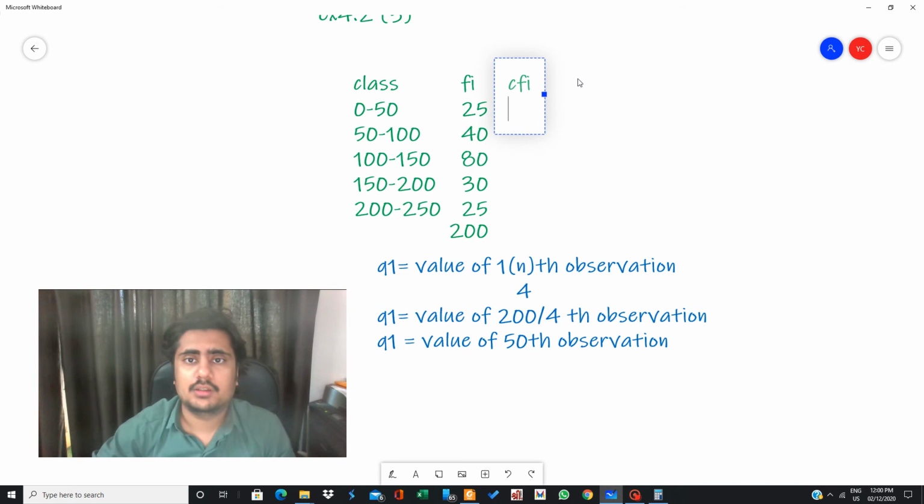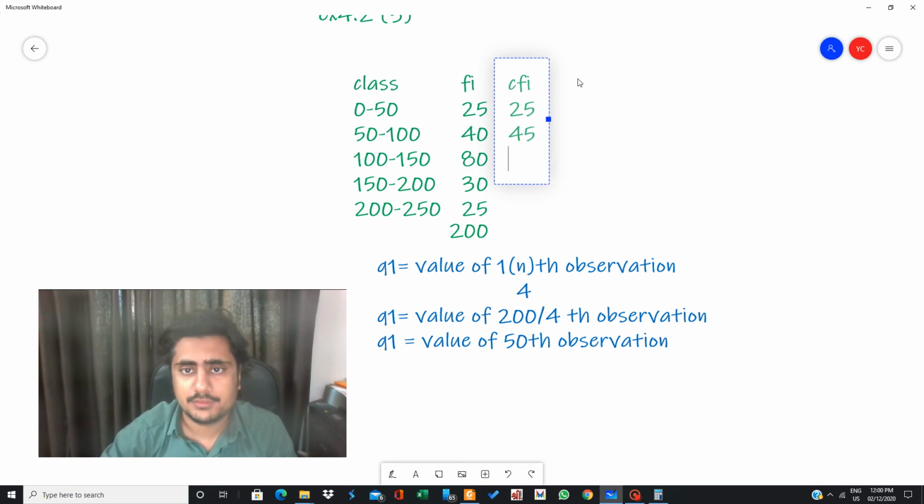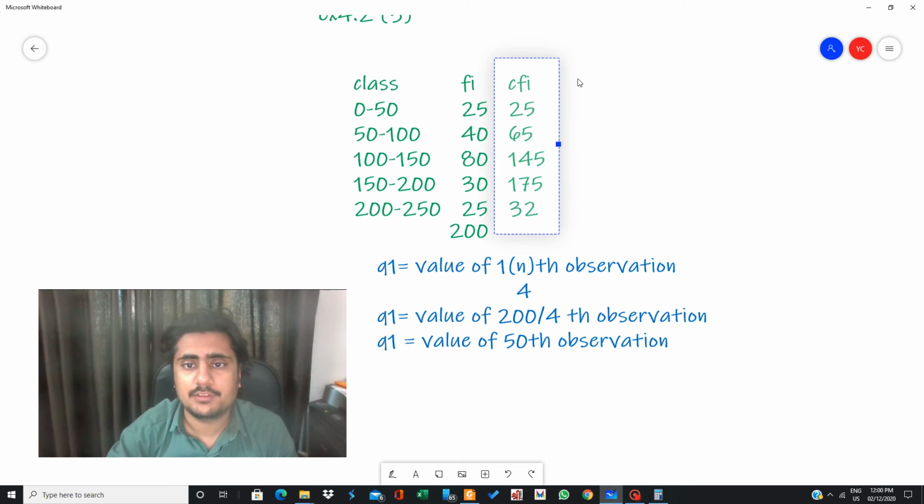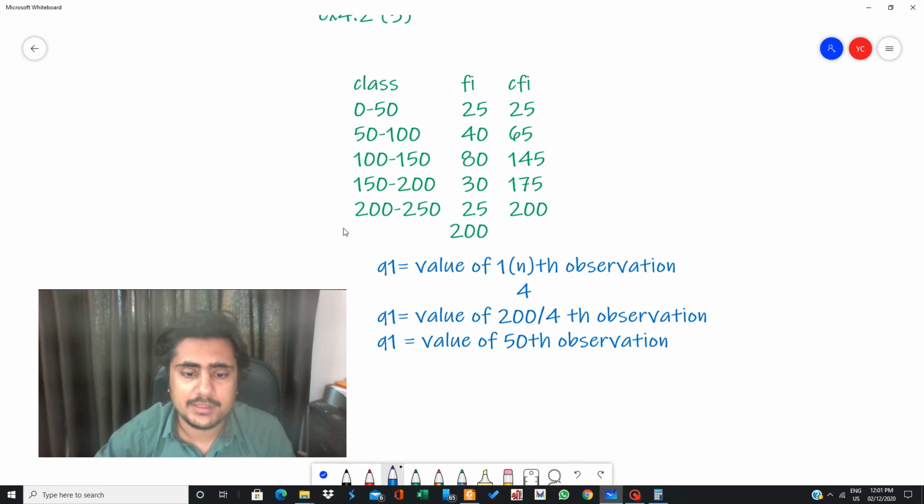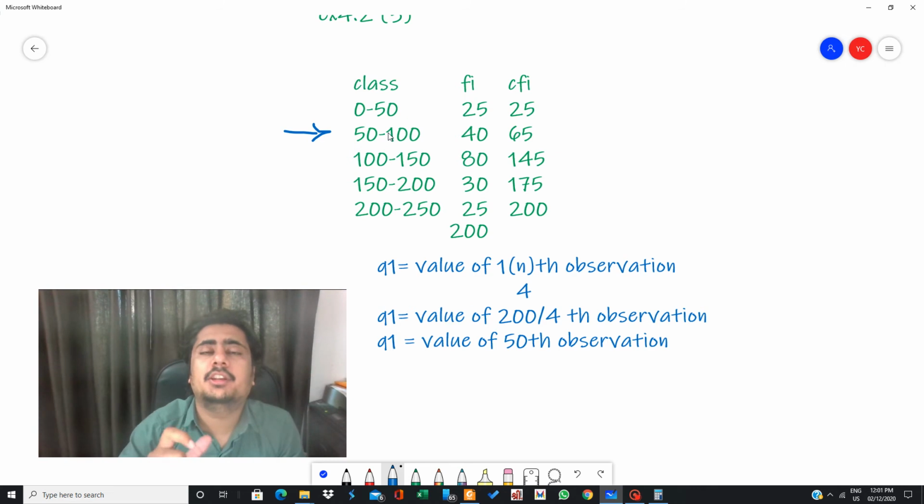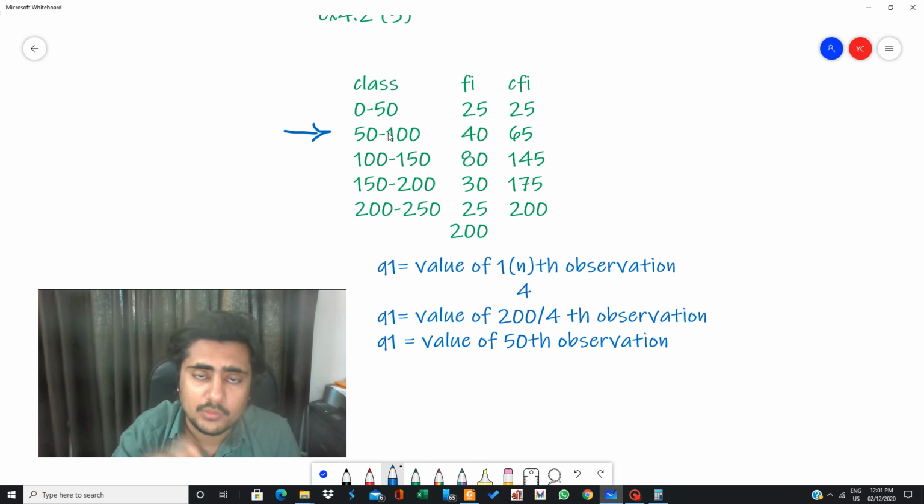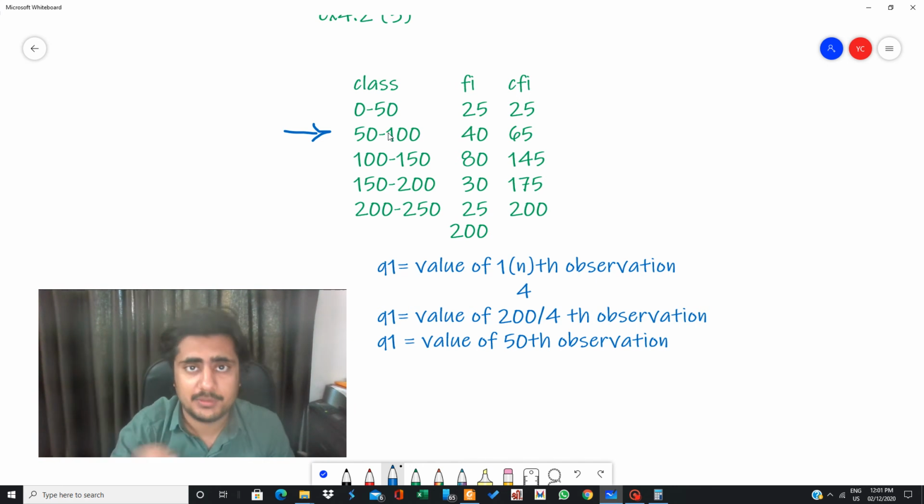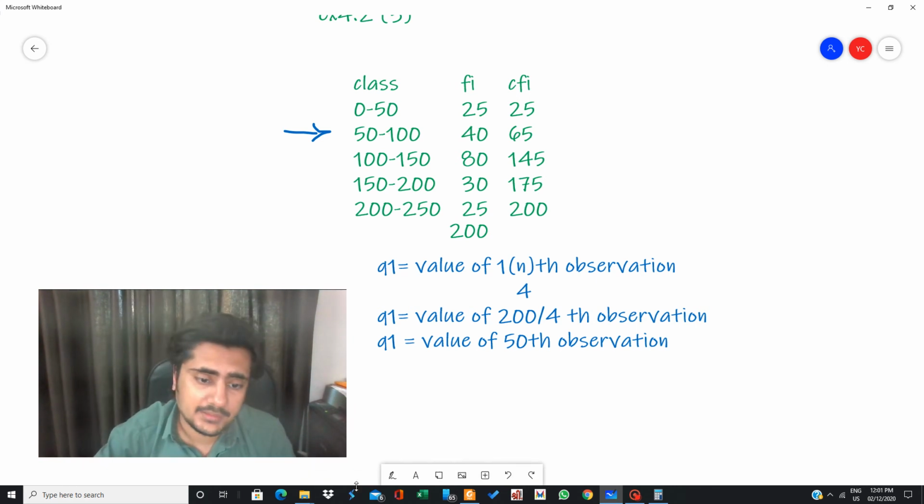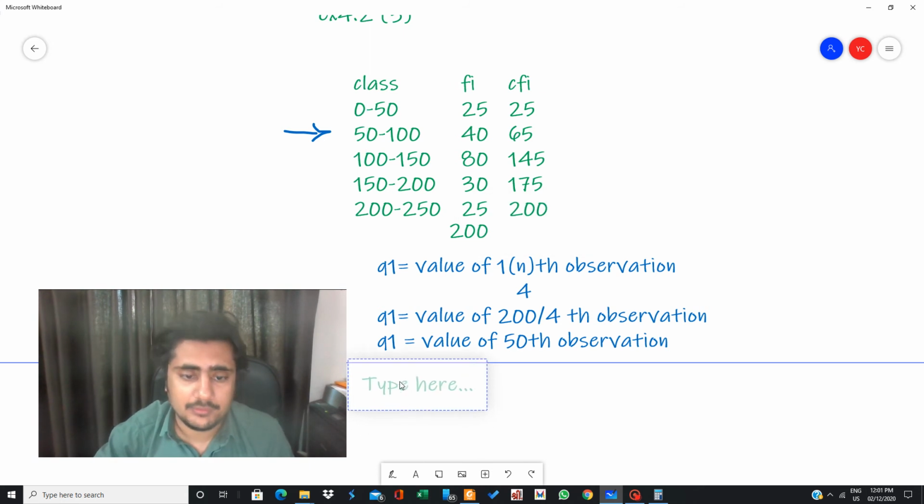Now your CFI is 25, 65, 145, 175 and 200. We have to find the CFI to find where the value of the 50th observation lies. So your 50th observation lies in this class, which is 50 to 100. The answer is between 50 and 100, so to find the exact answer, you need to write the formula.